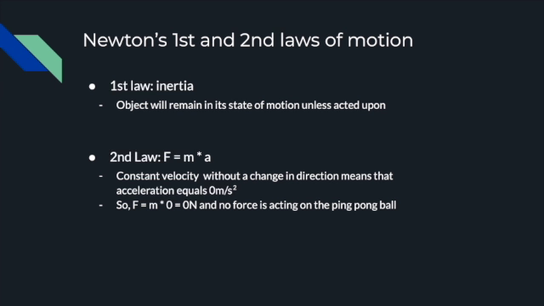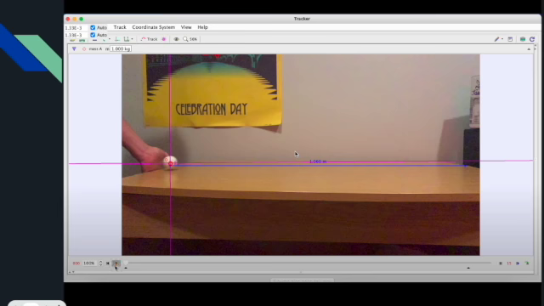Newton's second law states that force is equal to mass times acceleration. This shows how net force of the ping pong ball is 0 newtons, because the acceleration is 0. The acceleration is 0 because the ping pong ball is moving at a constant velocity and without a change in direction. This video shows the tracker tracking the ping pong ball as it moves across my desk.